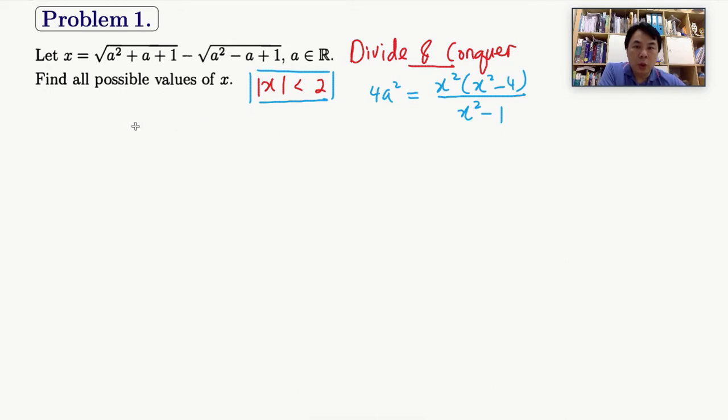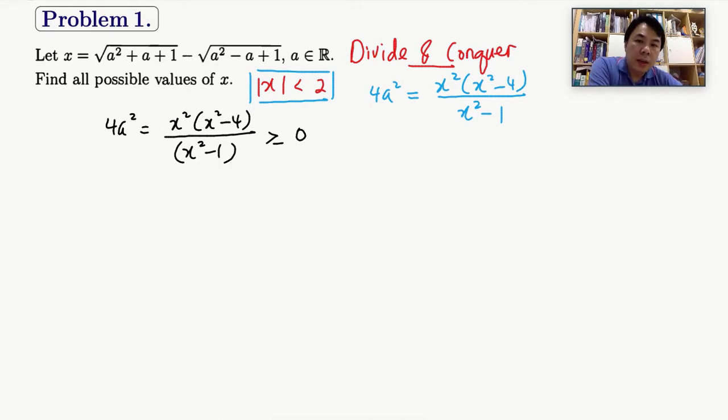Right, now from here we know that because a is a real number, 4a squared must be greater than or equal to 0, which is equal to x squared minus 4. So this whole expression must be greater than or equal to 0, of course, initially. But due to this restriction here, which implies that x is lying between -2 and 2.